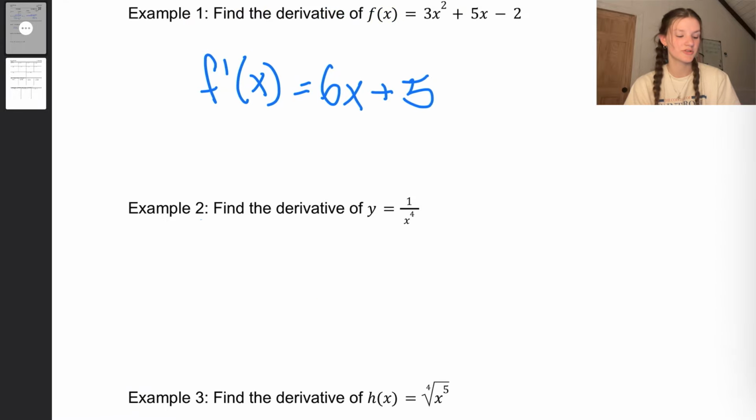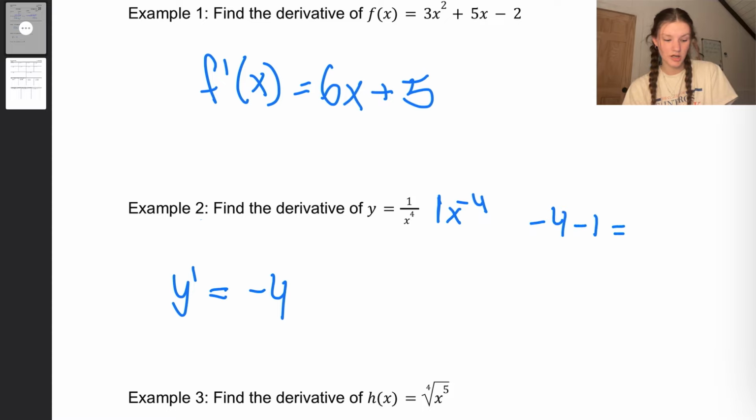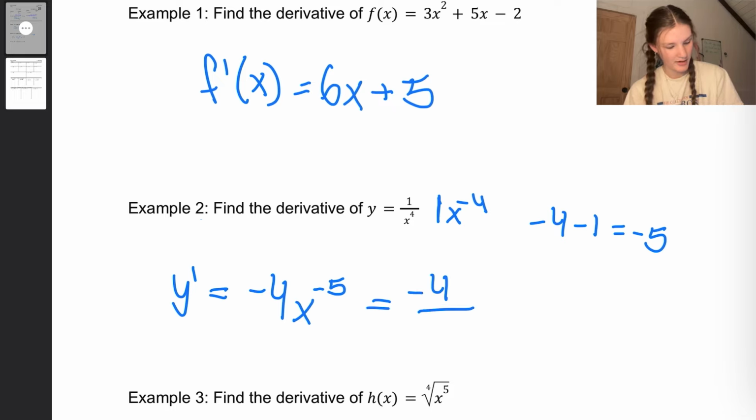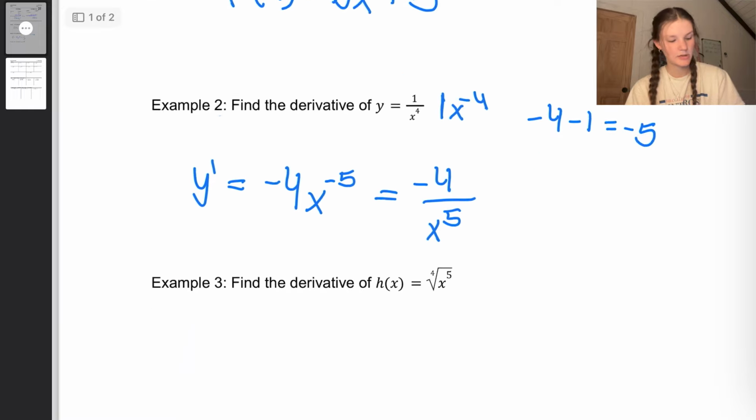Okay, moving on. Find the derivative of y is equal to 1 over x to the 4th. We can't keep it as a fraction like this, so we're going to have to do x to the negative 4th, because that's 1 over x to the 4th. So the derivative of y is equal to, remember there's a 1 in front of here, so negative 4. And I don't say negative 3, because what's negative 4 minus 1? Negative 5, so x to the negative 5. You can also rewrite this as 1 over x to the 5th, so negative 4 over x to the 5th. Make sense? Should make sense.